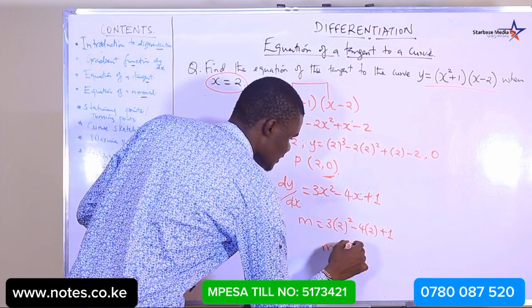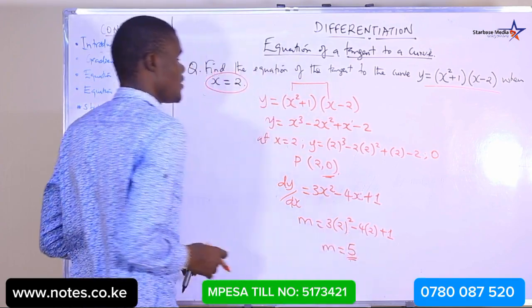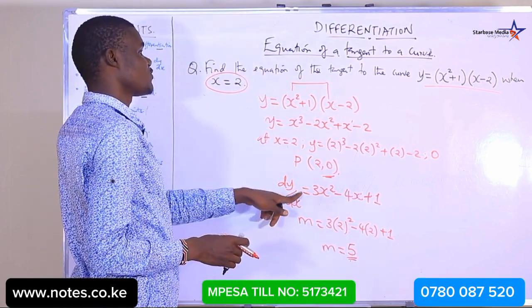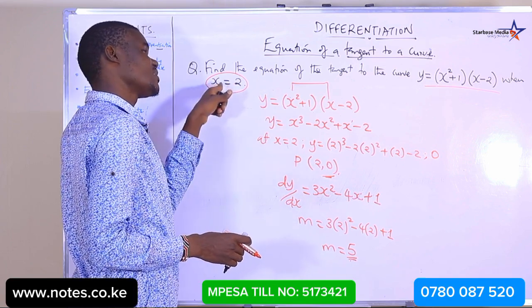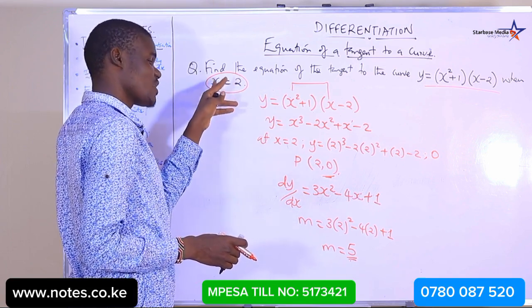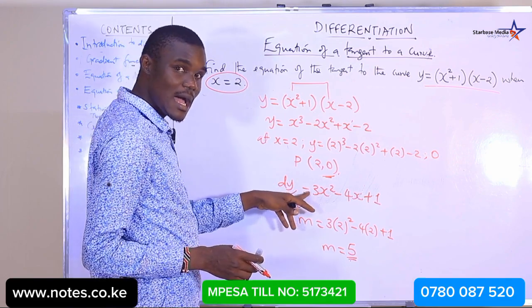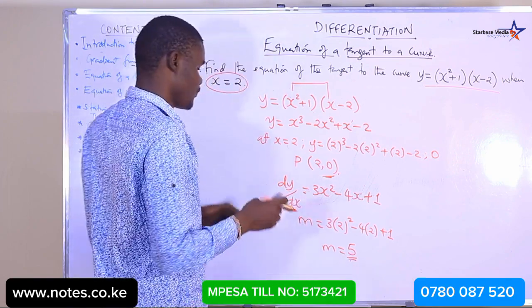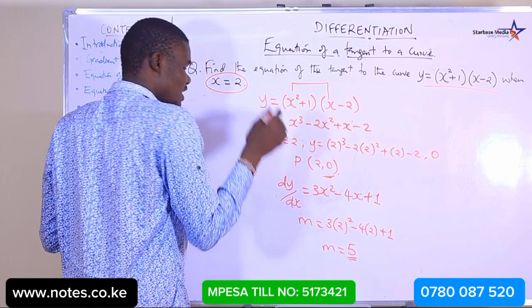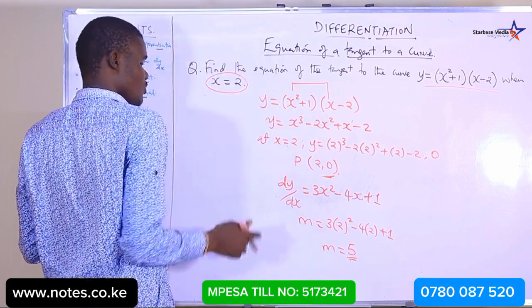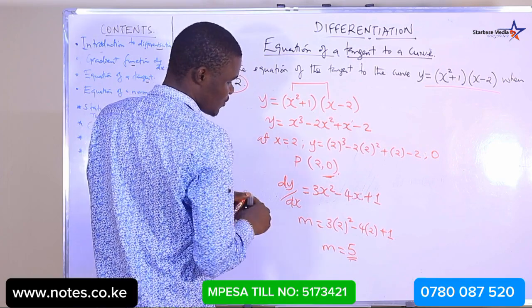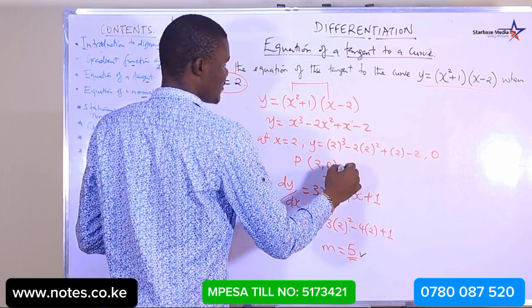So you will get the gradient at that point as 5. After getting the gradient function, for you to get the gradient at that particular point, you replace the value of x in your differential or gradient function. So you already have the gradient.